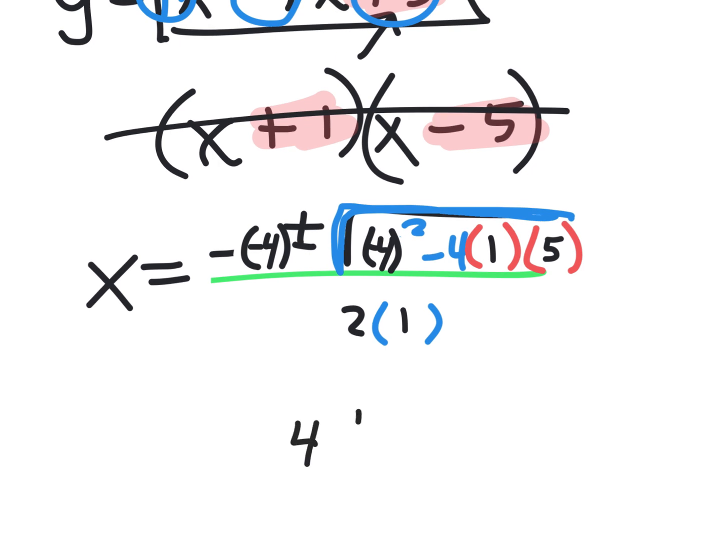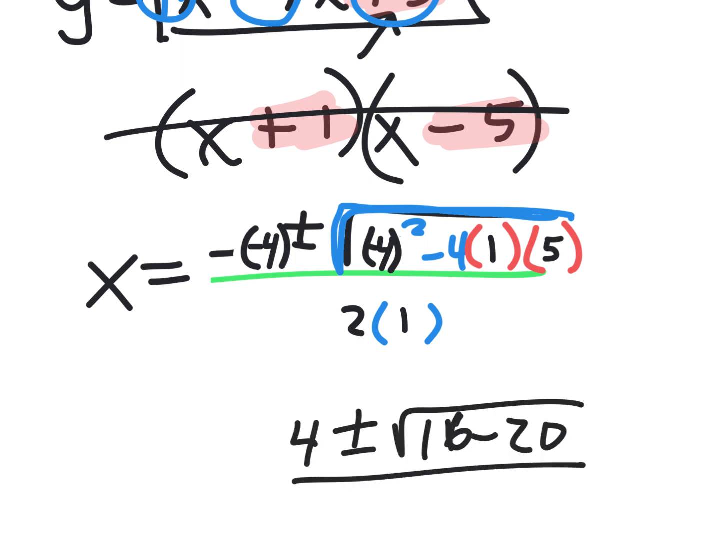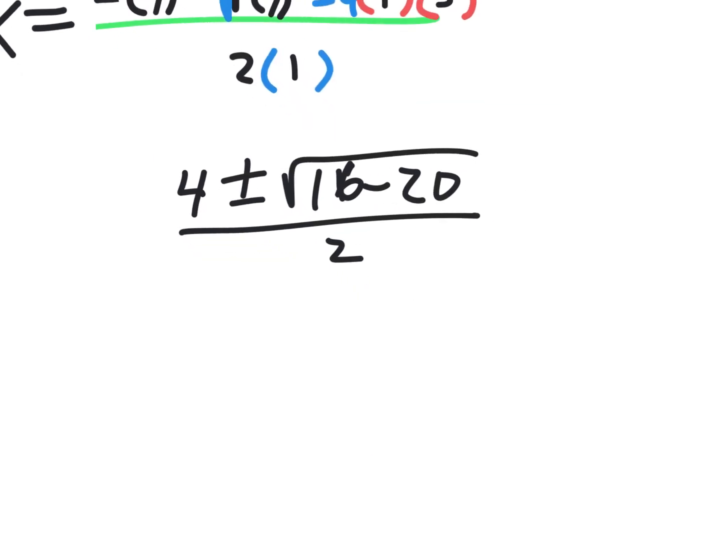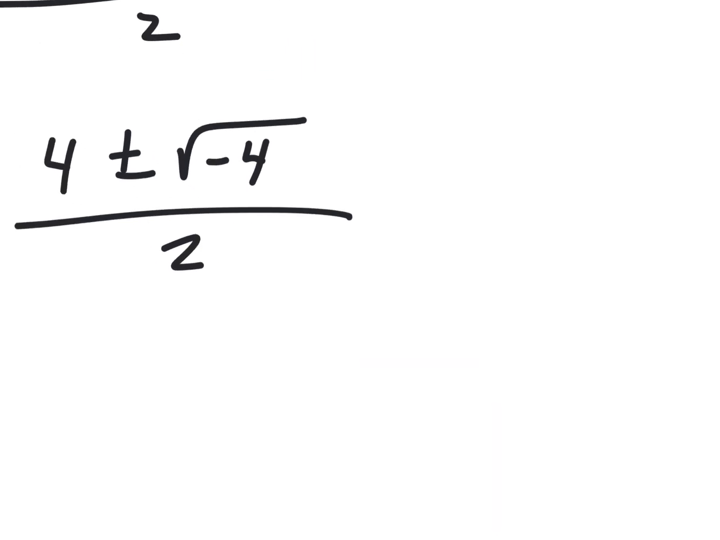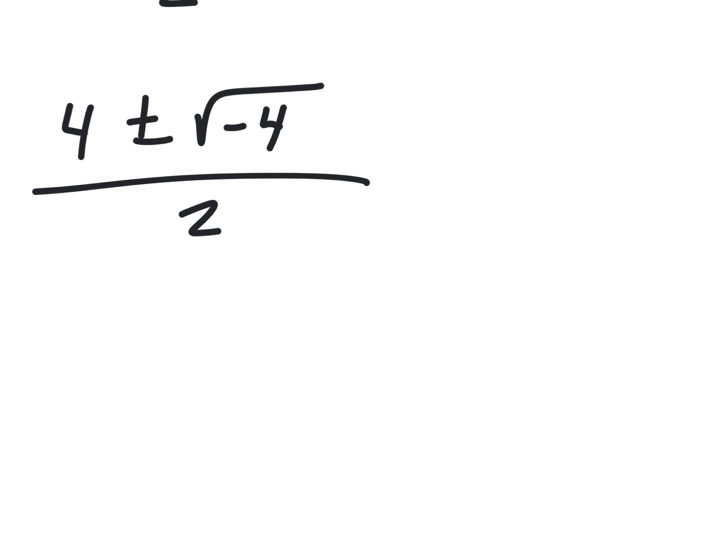Negative 4 becomes 4, plus and minus the square root of 16 minus 20, and that's where we get the problem, all over 2. 4 plus and minus the square root of negative 4, all over 2. Can I stop and just say, oh, there's no solutions? No, we have to simplify it more. So does anybody know what to do with the square root of negative 4? Cool, then you're going to learn something. Yes, you know? Maybe. Yep, you're going to put in imaginary. What do you think we should put?